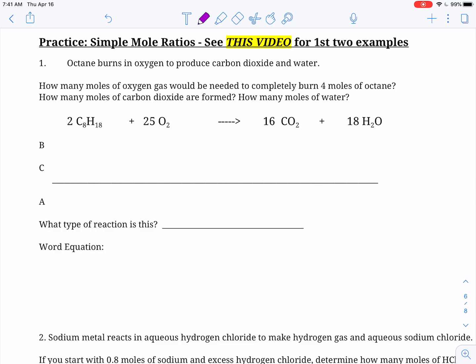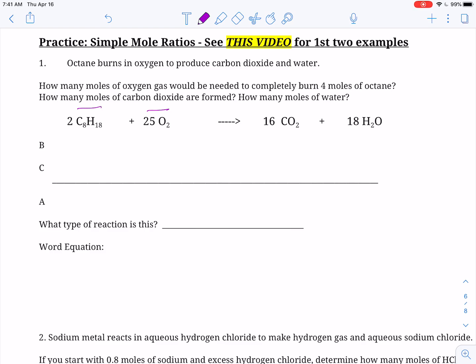All right, so octane burns in oxygen to produce carbon dioxide and water, okay? In this practice, I've given you the equation, and I've already balanced it for you, okay? So you don't have to worry about that. You're just going to worry about the BCA table, okay? How many moles of oxygen gas would be needed? That's this one. To completely burn 4 moles of octane.